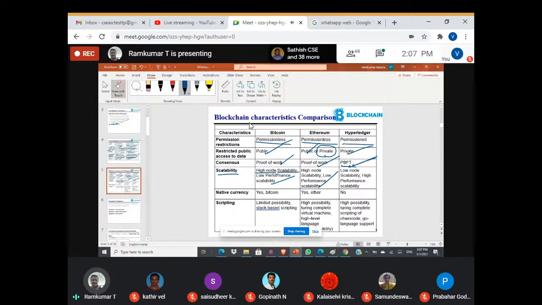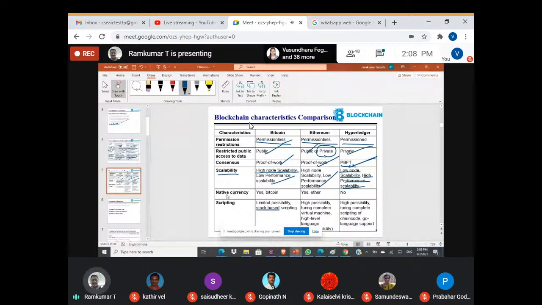Whereas Hyperledger is a private blockchain, as we know, so it has low node scalability, which means I can't connect 10,000 systems for SBI. It is not possible, right? So in this way there is low node scalability, but high performance scalability when I'm talking about Hyperledger Fabric.